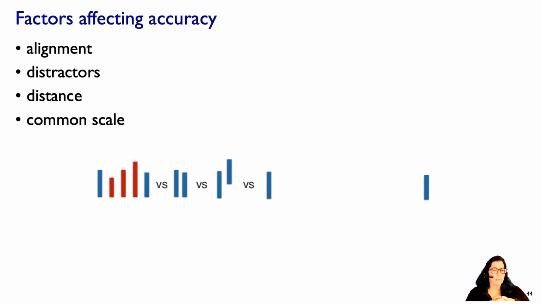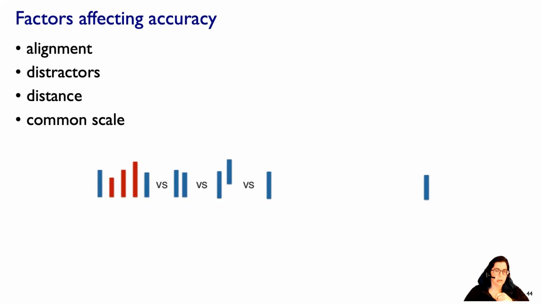Okay, what about factors that affect accuracy? We've now talked through a bunch of things, so what do we want to think about? I already showed you in the list of channels that spatial position, especially aligned spatial position or position along a common scale, was the most accurately perceived. So that is a factor that affects accuracy. Are things aligned? Are there other distractors, like we just saw some examples of, red and blue? So the number of distractors can affect your accuracy. The question of whether two marks are aligned can affect your accuracy.